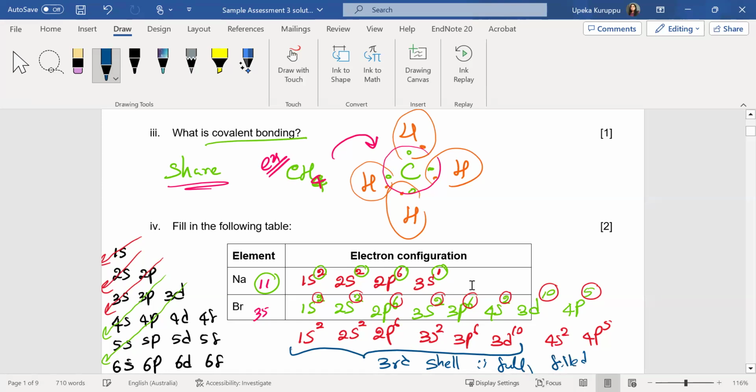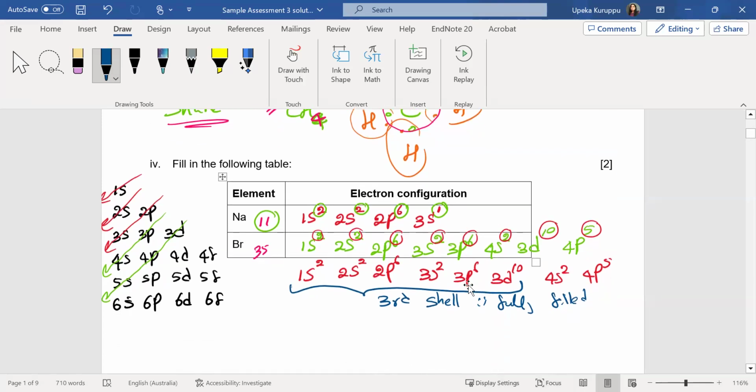Is that right? The third shell is fully filled. So that means instead of writing the whole thing, you can write the third row. The shell number is represented by the row number, isn't it? So third row, this is up to here. If you consider this configuration, that belongs to the third row, the last element that we have as a noble gas. So that is argon, is that right? So you can write it like this as well.